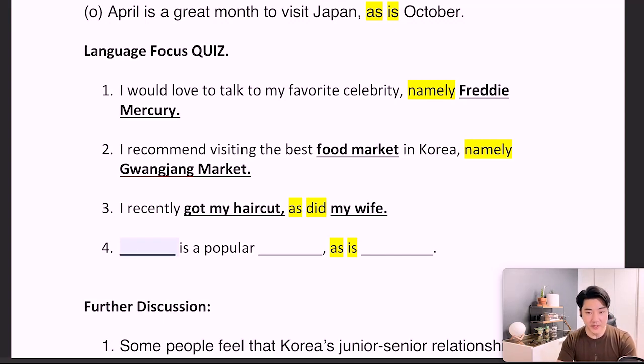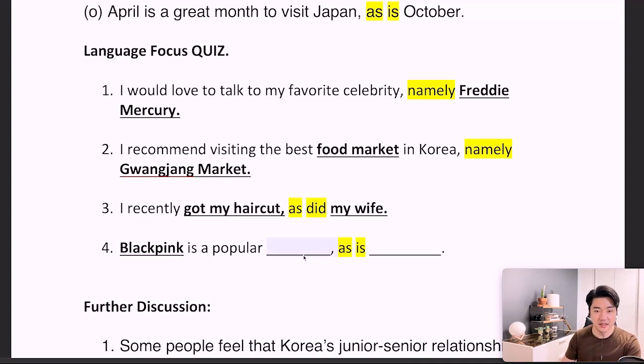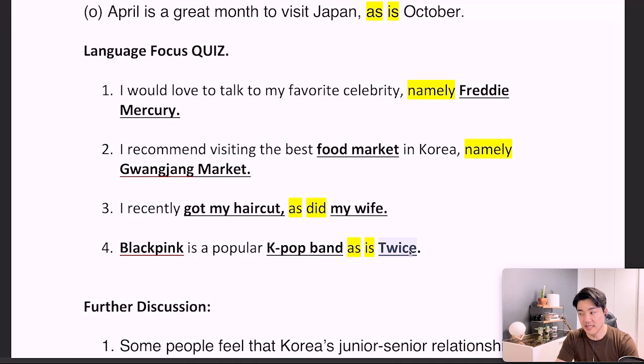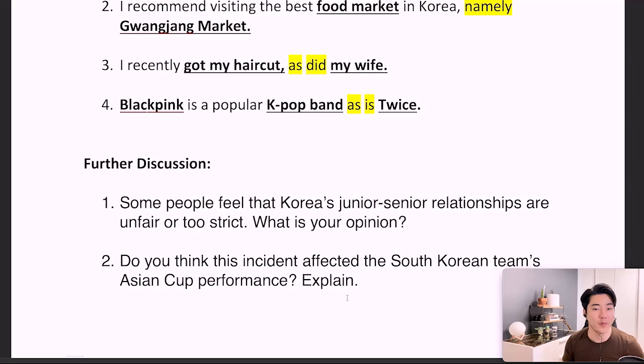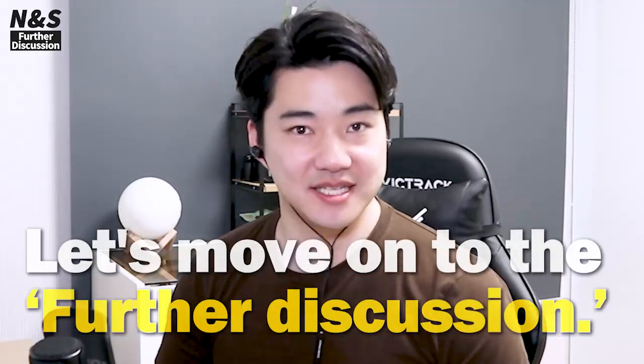Number 4. Blackpink is a popular K-pop band, as is Twice. So, Blackpink은 Twice랑 마찬가지로 인기 있는 K-pop band. So both Blackpink and Twice are very popular K-pop bands. Alright, now let's move on to the further discussion.